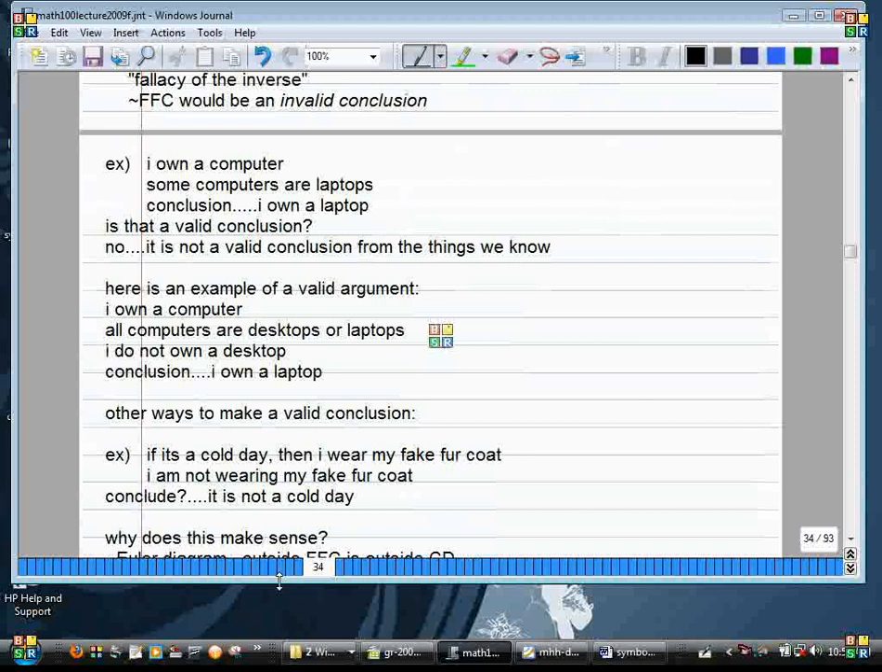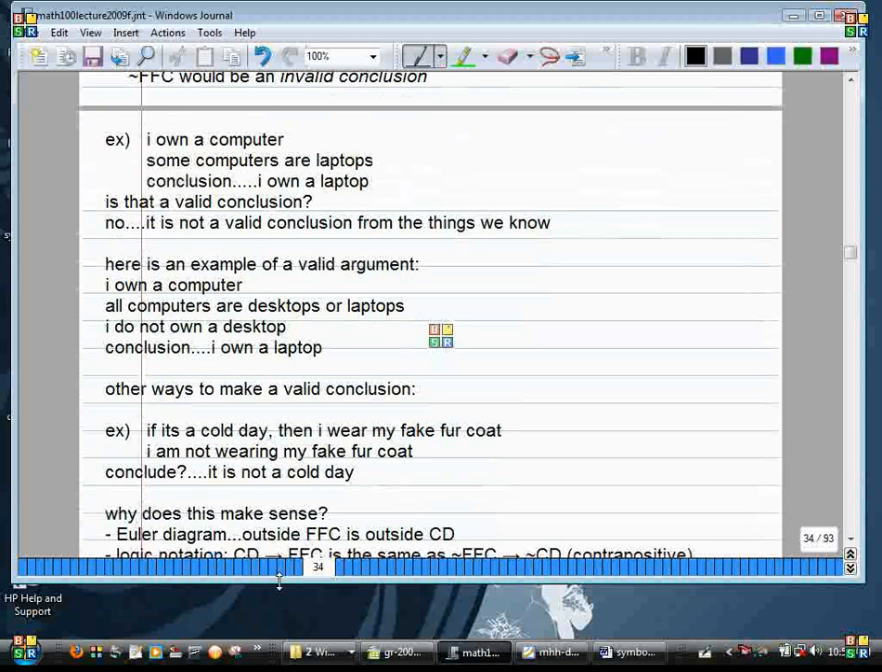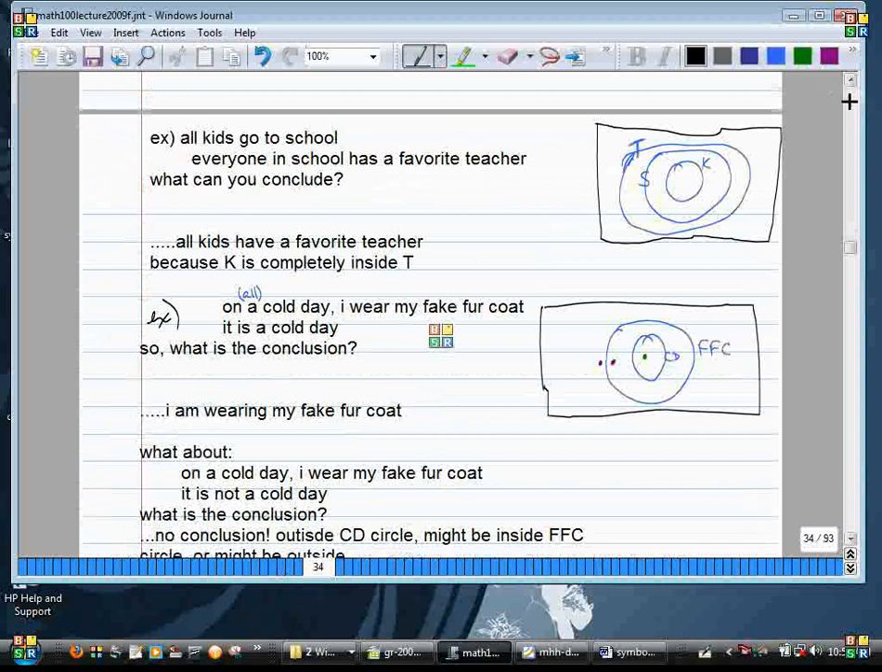A couple people shouted it out. So there seems to be some sort of logic underneath that a couple people have tapped into, where it just makes sense. That's great. Let's also talk about this in these more rigorous terms. There's two ways to do this. One way to do this is using an Euler diagram. So let's go back to the Euler diagram for this situation.